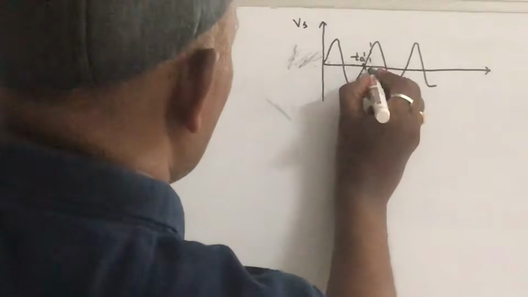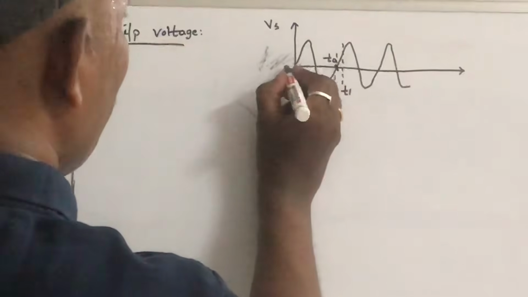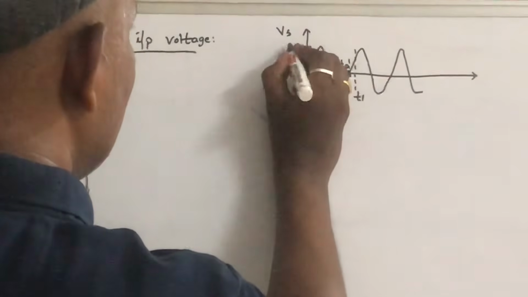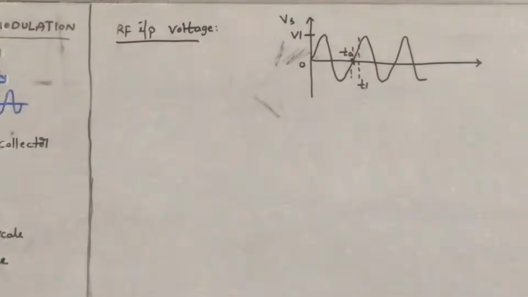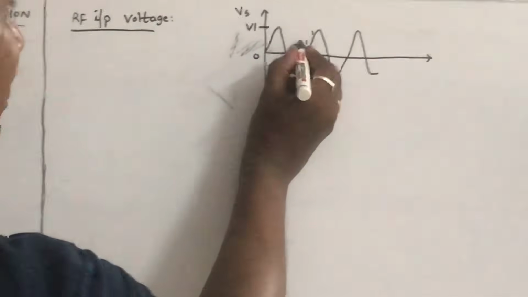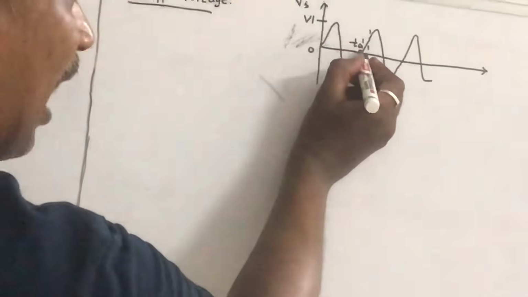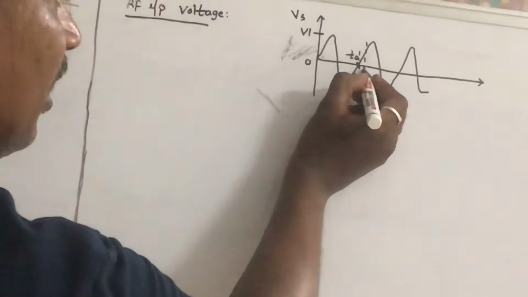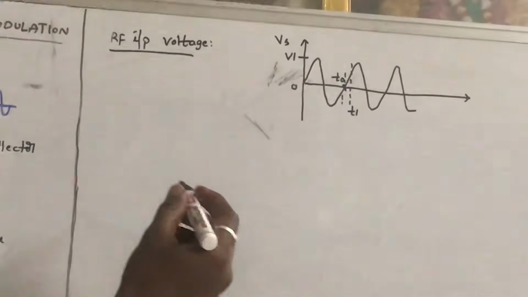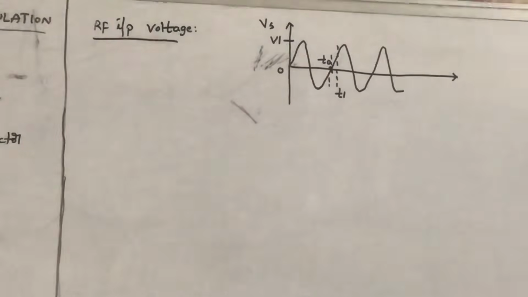buncher cavity gap, as I have mentioned in the time scale. What is the time leaving the buncher cavity gap? T1. So this is the amplitude of the signal which is to be amplified. So this is your RF input voltage, amplitude V1. Let us assume that T0 is the time at which the electron enters the gap, the buncher cavity gap. T1 is the time at which the electron beam is leaving the gap.